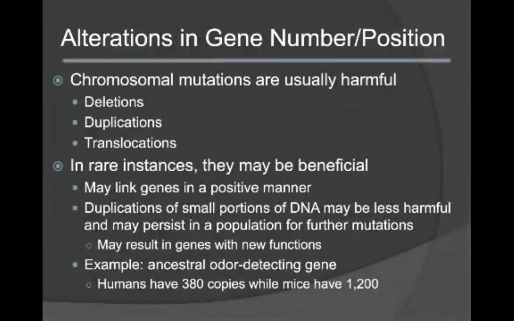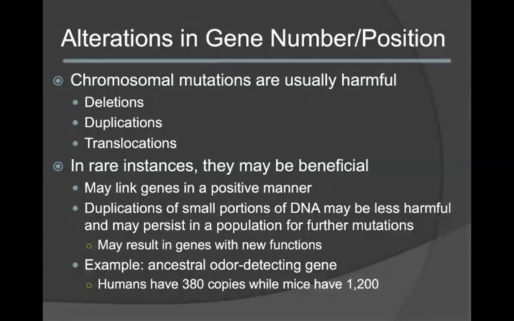However, in rare instances, alterations in gene number or position can be considered beneficial. Some of these link genes in a positive manner. In addition, some duplications of small portions of DNA can be less harmful and thus they may persist in a population. This provides a mechanism for further mutations. This can result in genes with new functions. If this function causes an advantage for the individual, then it would increase its fitness.